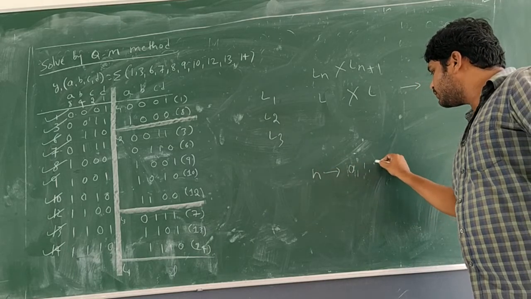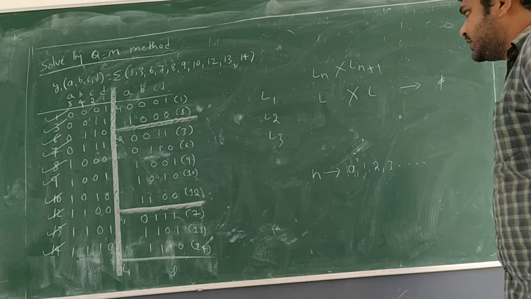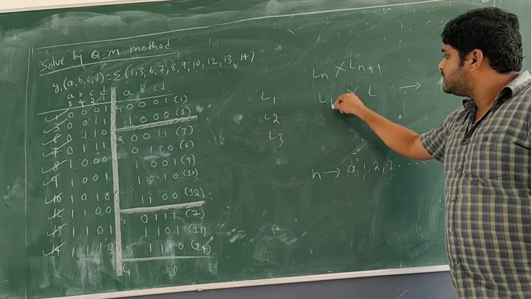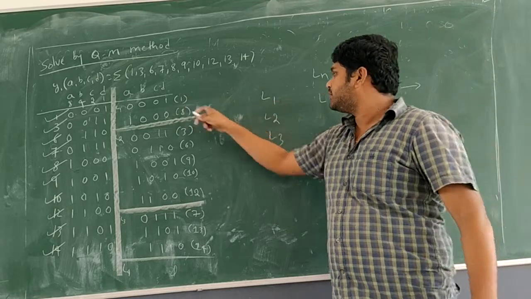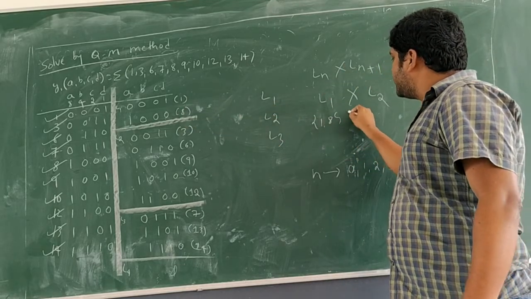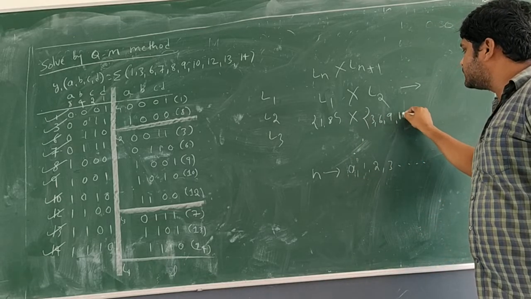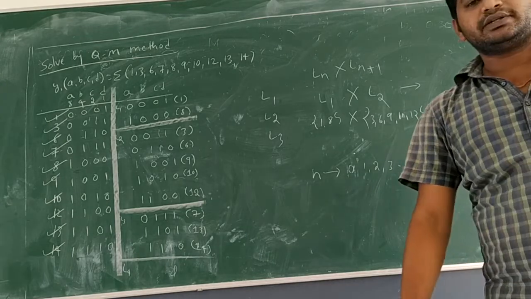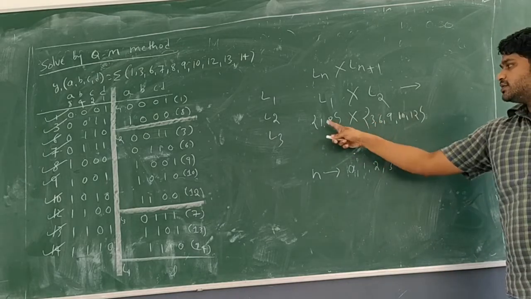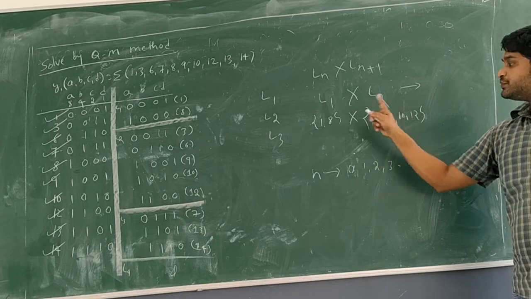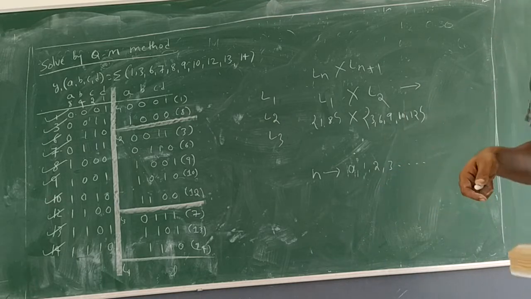So let us give the next number for n, because what is the definition of n? N can be 0, 1, 2, 3, and so on. N equal to 0 definition is invalid. N equal to 1: L1 to L2. What are the values in L1? L1 set 1, 8. Cartesian with L2: 3, 6, 9, 10, 12. So what are the possibilities? 1, 3, 1, 6, 1, 9, 1, 10, 1, 12, 8, 3, 8, 6, 8, 9, 8, 10, 8, 12. These all are possibilities.